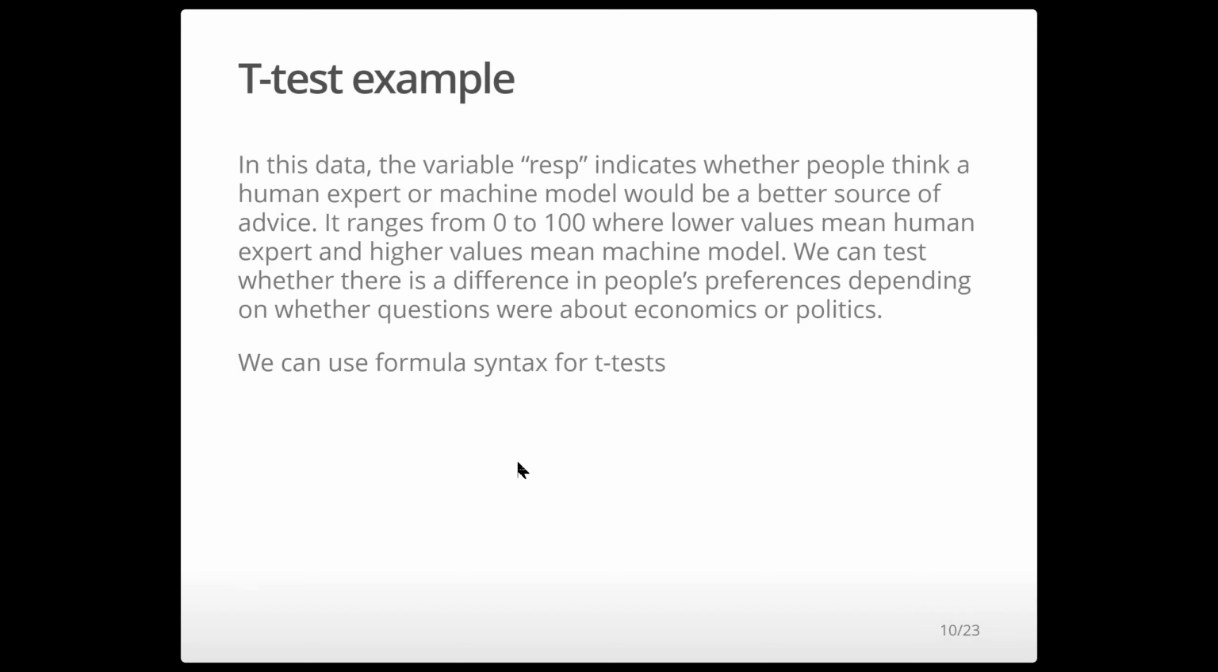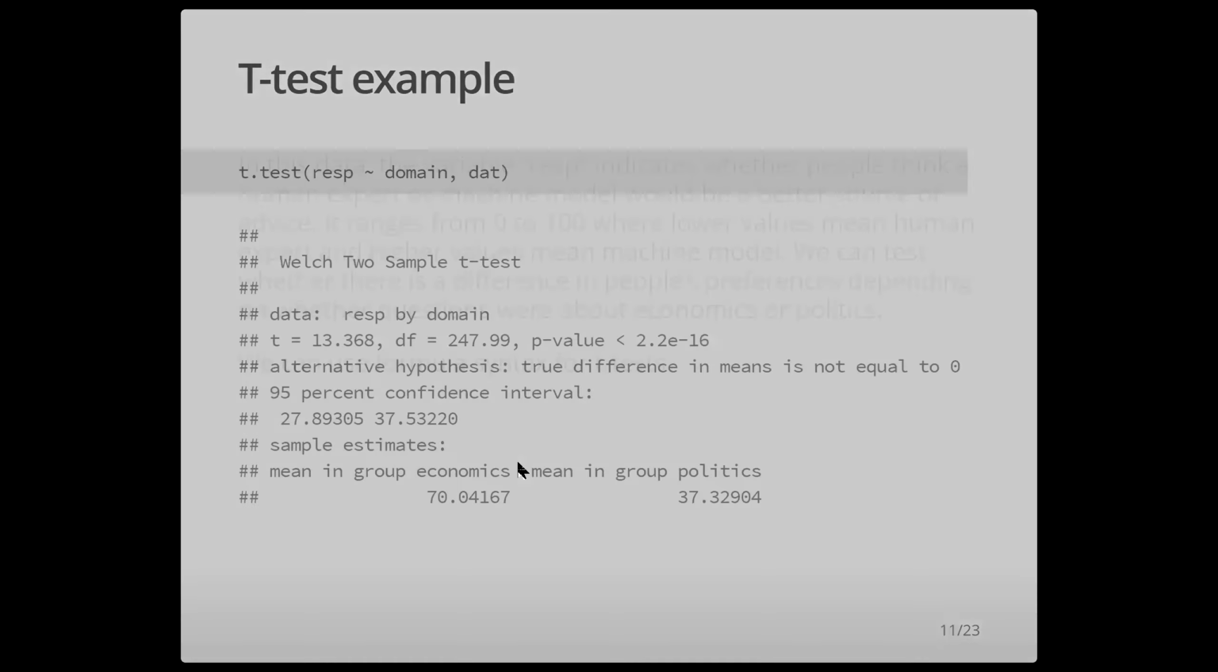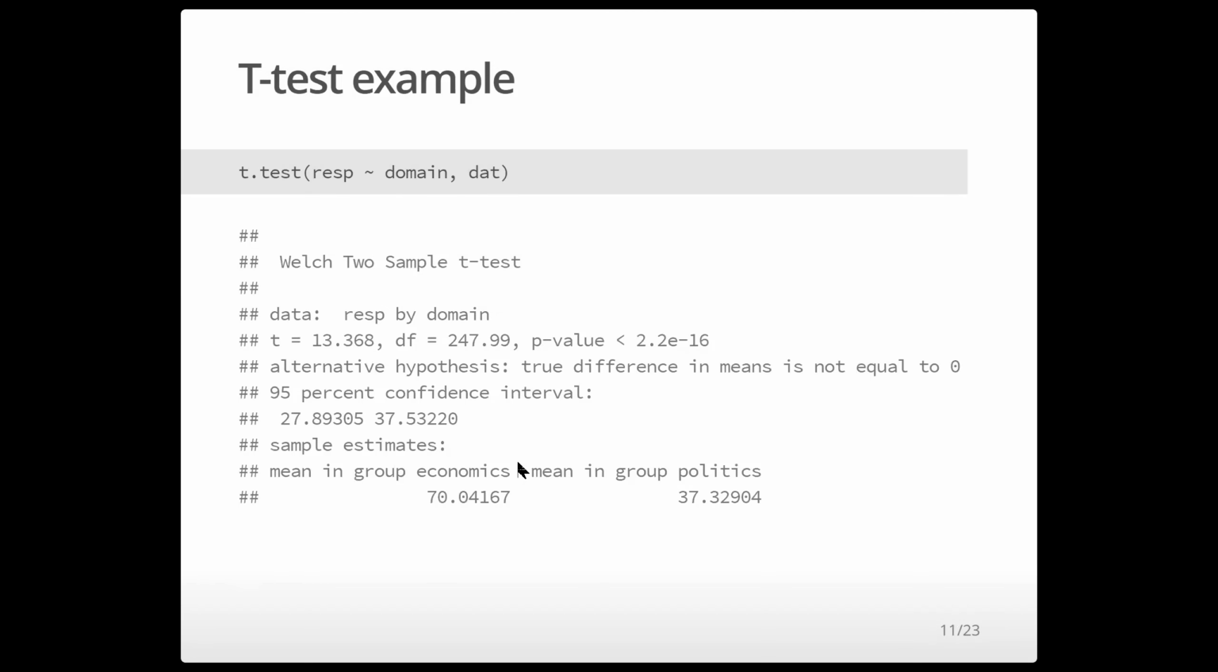And so to run this test, we can use the formula syntax, which is a common thing that we'll be seeing in a lot of examples that we're doing. So here, the formula syntax has the dependent variable to the left of the tilde and the independent variables to the right of the tilde. And then note that we always specify the data separately as a separate argument. So here I'm just doing comma and then my data set, and this gives us a t-test output.